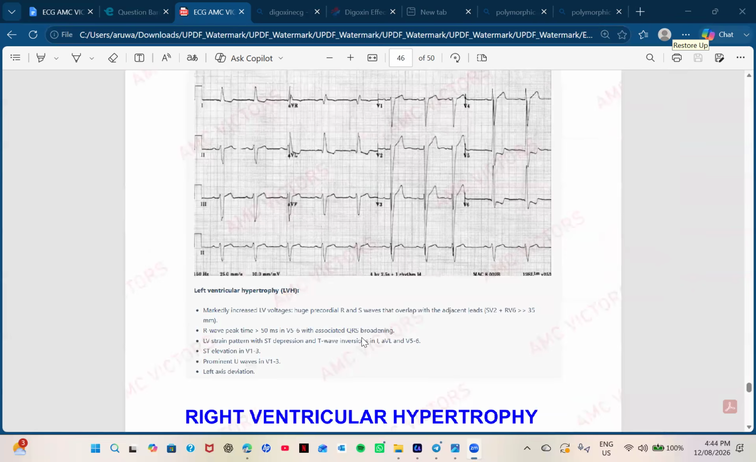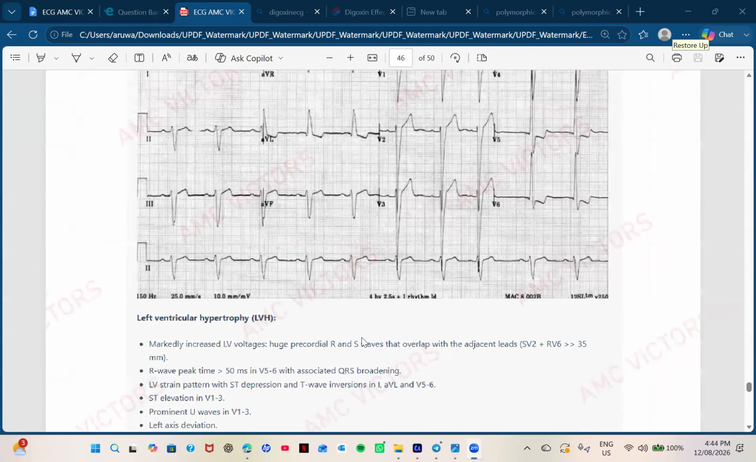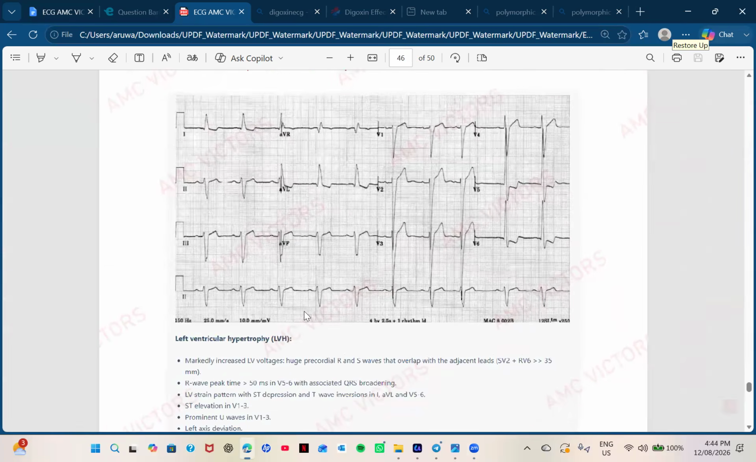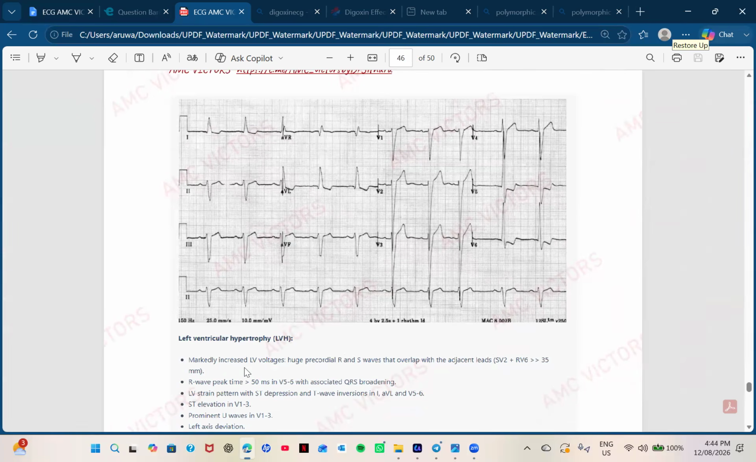I'll explain. Okay, here there's one picture. Let's see what they have given in here. Markedly increased left ventricular voltage, huge precordial R and S waves that overlap with the adjacent lead. Yeah, so here you can see the R is increased, right? The R height is increased. That means the voltage is high, right? Can you see the higher voltage, right?